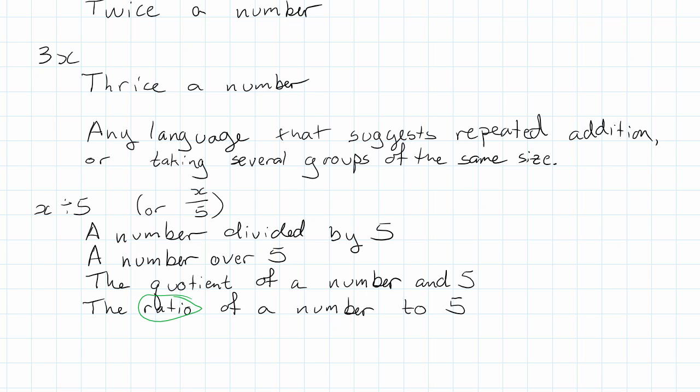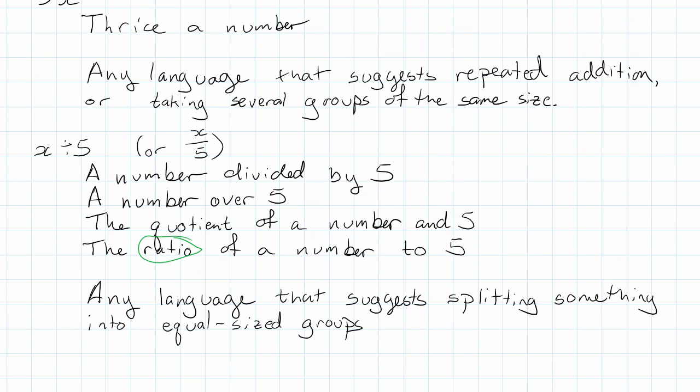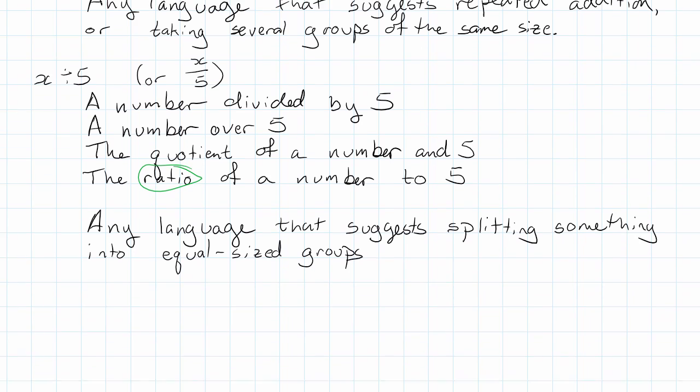The general sort of idea that we often get at with division is just the idea of splitting something into equal-sized groups. So notice, multiplication is the idea of taking several groups of the same size. Division is the idea of splitting something into equal-sized groups. We also have some language to talk about exponents.